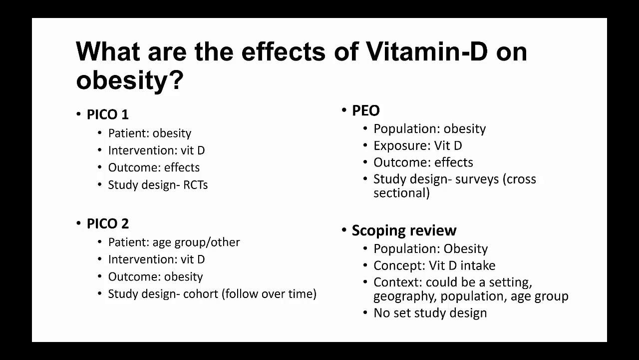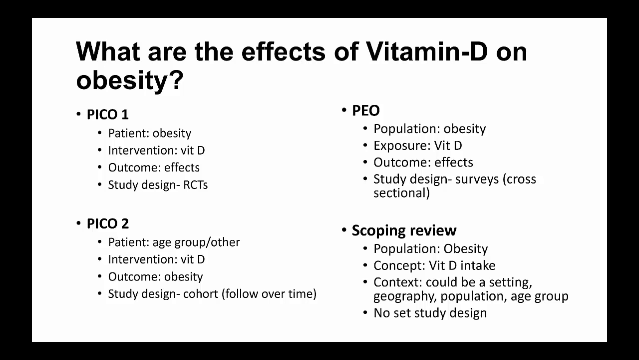The first PICO here is thinking about vitamin D as an intervention, and you're just looking for randomized control trials. That could be one way of framing this question. And of course, for your outcomes, you probably need something like BMI change. Then for PICO 2, they might be looking for cohort studies that follow people over time. Those are studies that might go on for a year or more, to see more of that longitudinal effect of an intervention.